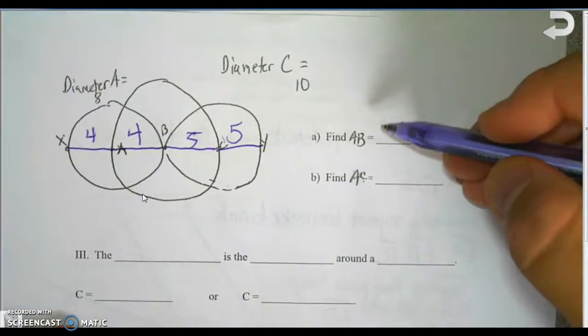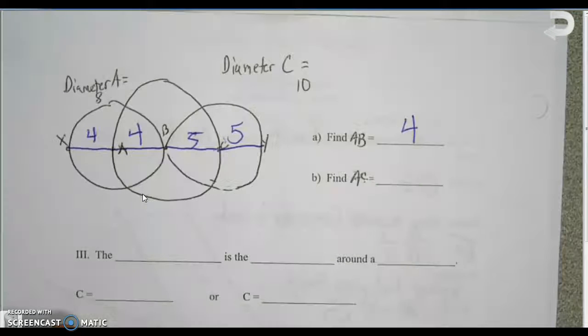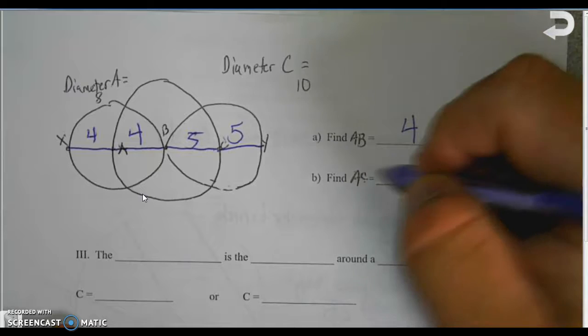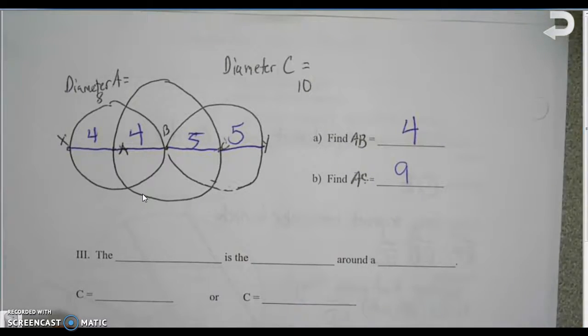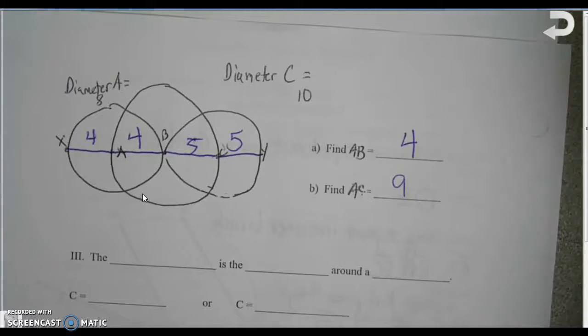And so the real easy question is that AB is 4. But the hard question is, what is the length of AC? And that's 9. And so what we find out is that point B is not the center of that circle, and that's why we can't call it circle B.